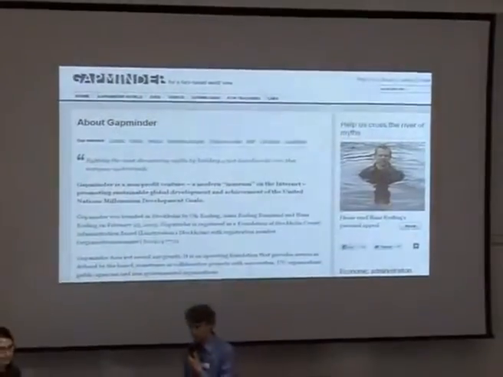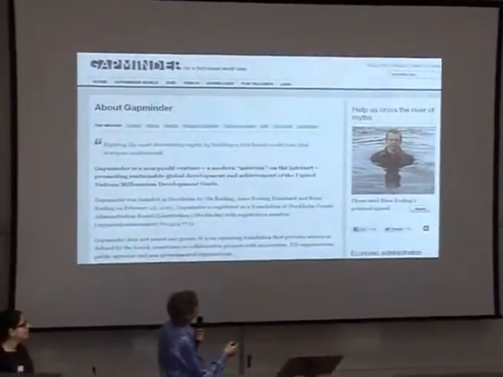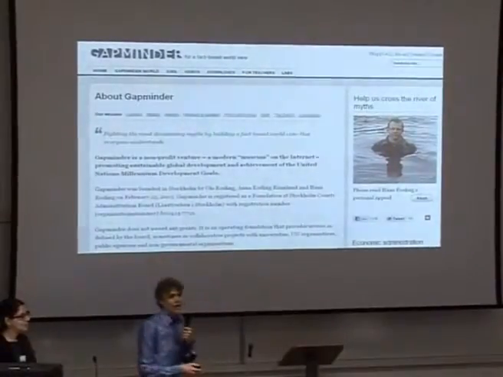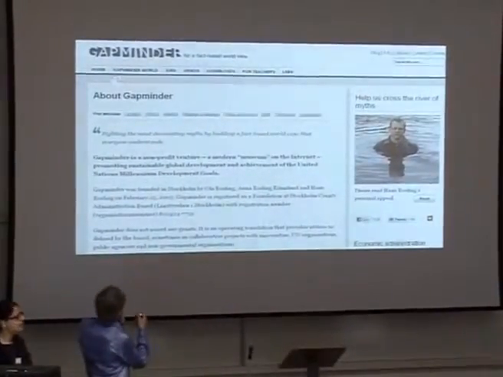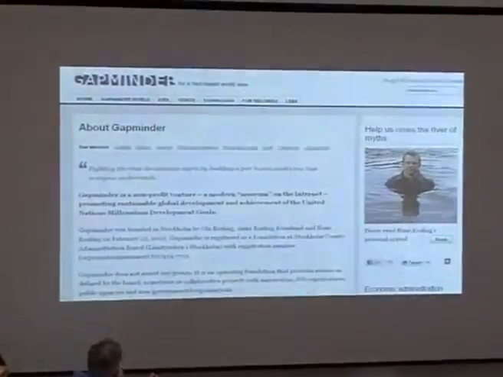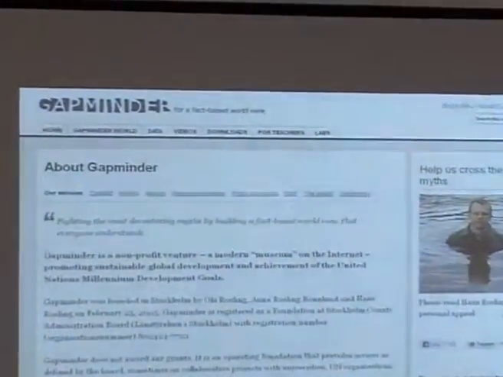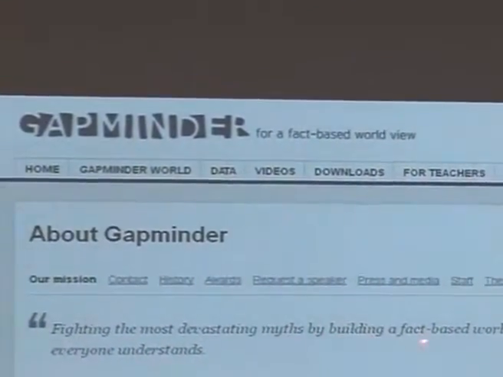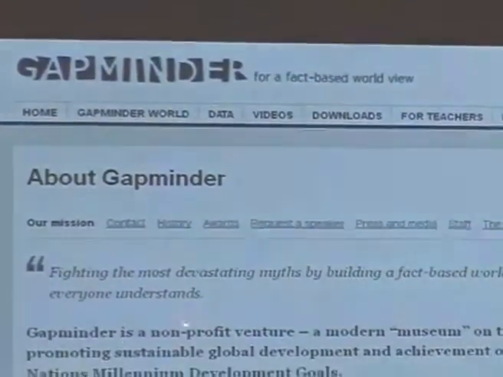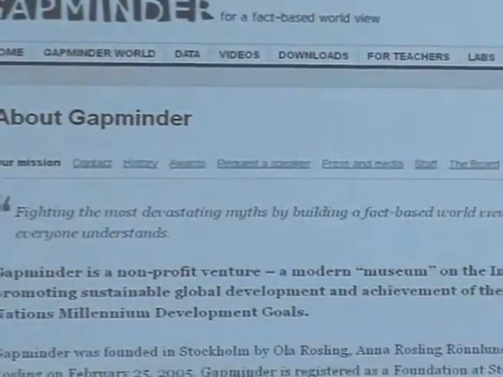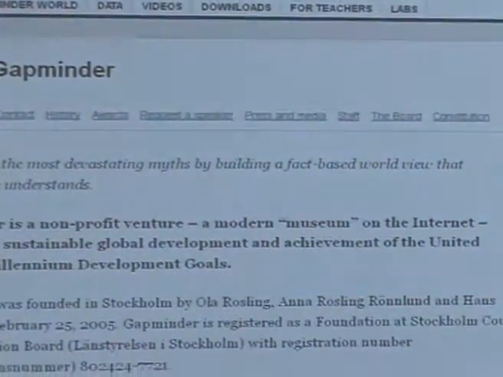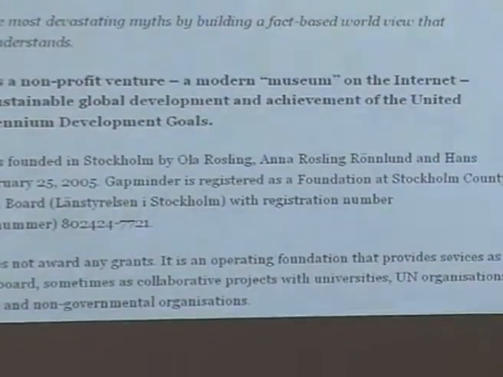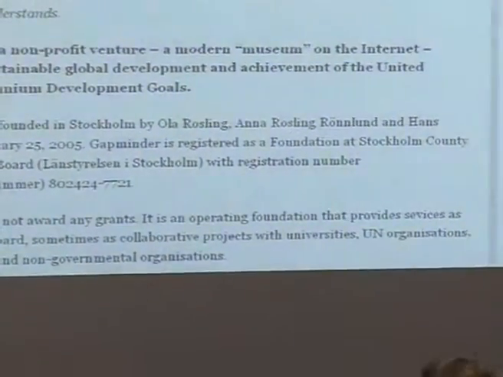Hans Rosling and Gapminder ask us to help them cross the river of myths, and Gapminder's tagline is actually "for a fact-based worldview." Gapminder's mission statement: fighting the most devastating myths by building a fact-based worldview that everyone understands. This is very much a revival of the logical positivism of Otto Neurath.